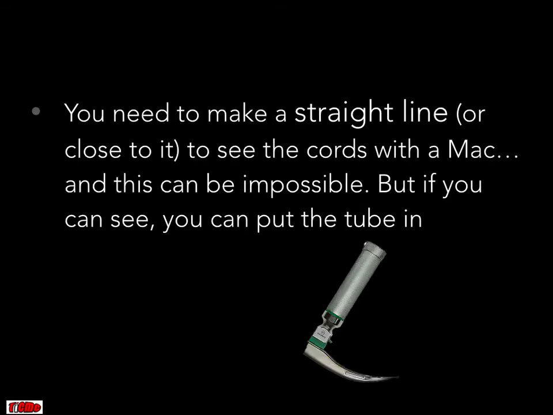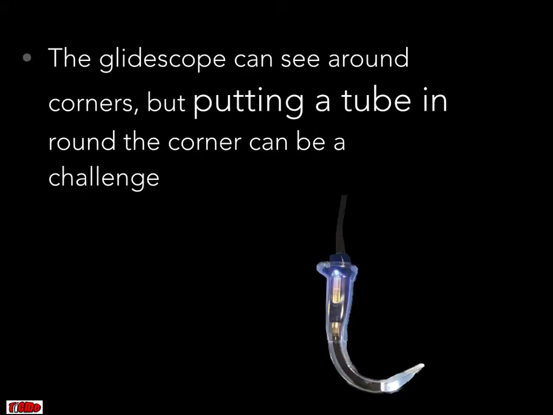So to state the obvious, the geometry differences between these devices means that you need to make a straight line or very close to it to be able to see the cords with a Macintosh blade. And this can be anatomically or pathologically impossible. But if you can see the cords, you usually can put the tube straight in. Now the Glidescope can see around corners like a periscope, but seeing the cords is only the first bit, because then you have to try and manipulate a tube around that corner, and that can be the big challenge.